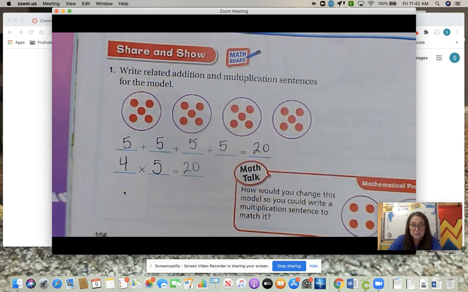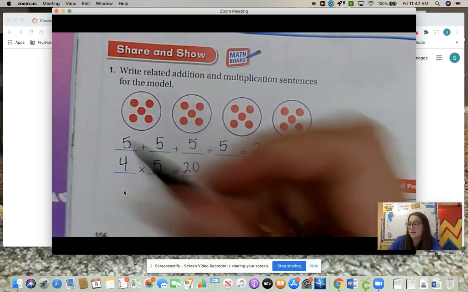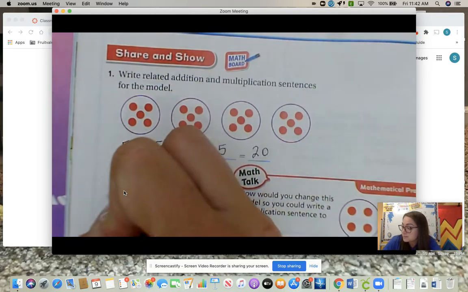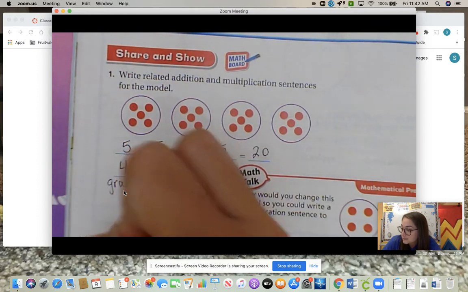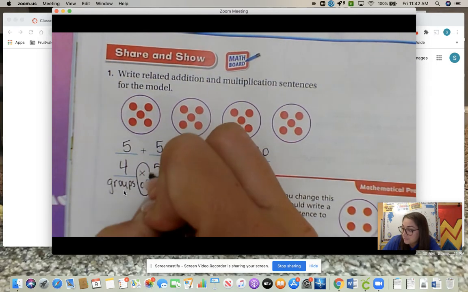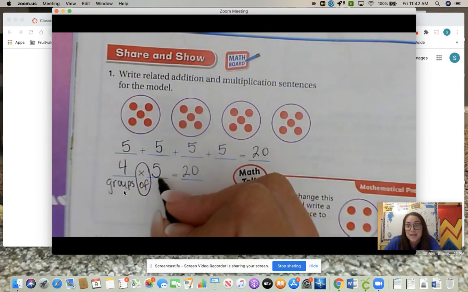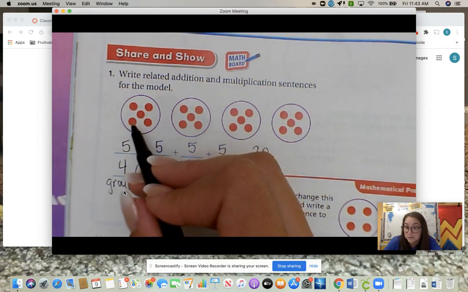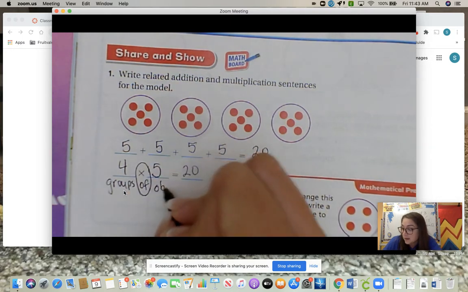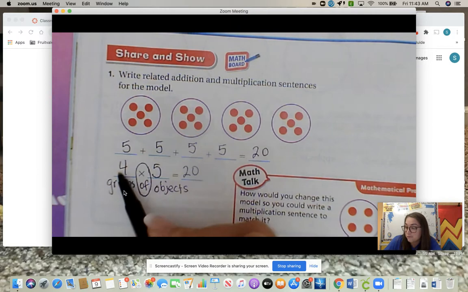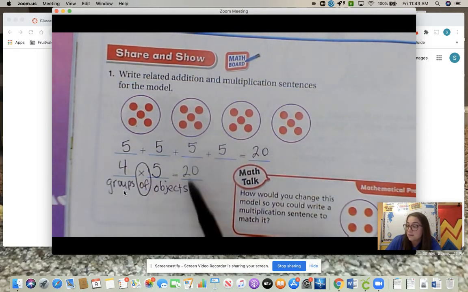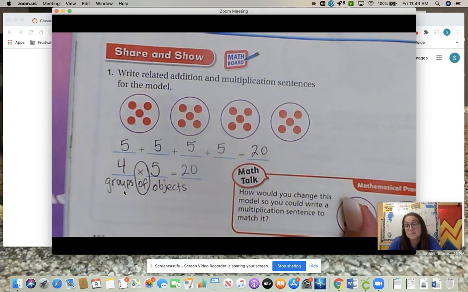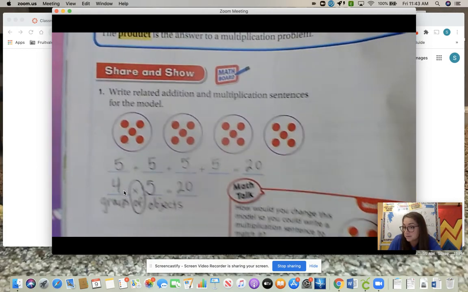Now, you want your first number to be the amount of groups. So we have 1, 2, 3, 4 groups. "Of" is our new math verb. "Of" means multiplication. And now objects. Whether it's dots or sticks, whatever you use, I call them objects. So you have 4 groups of 5 objects in each group. If you want to turn the page and work on those problems first to see how you do, go ahead.